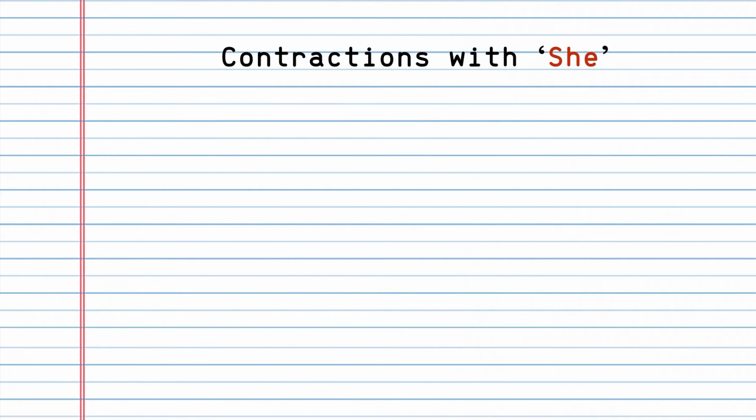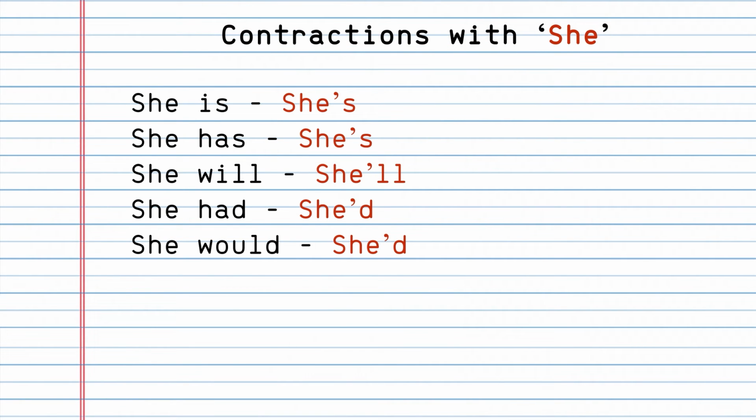He would, he'd. Contractions with she. She is, she's. She has, she's. She will, she'll. She had, she'd. She would, she'd.